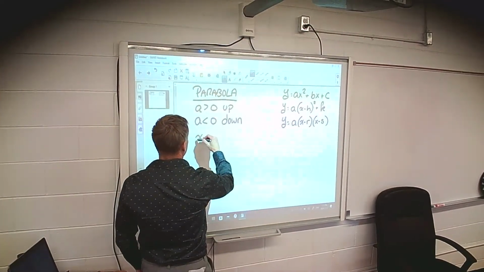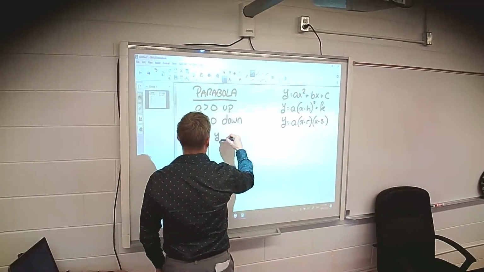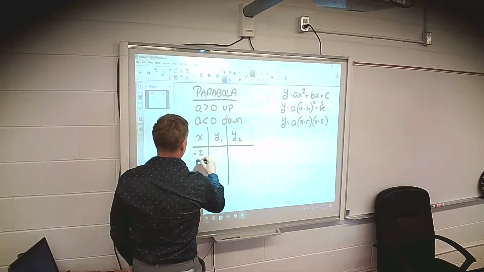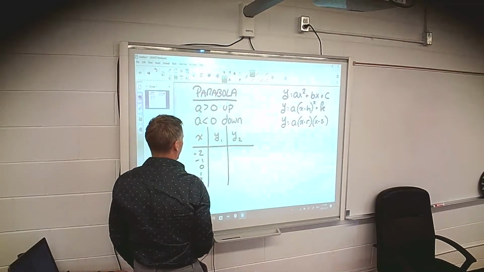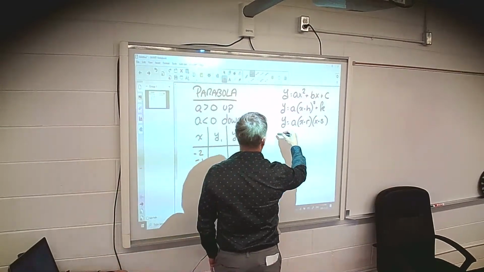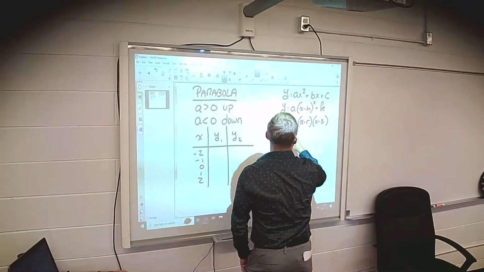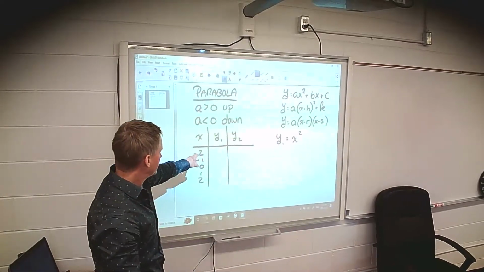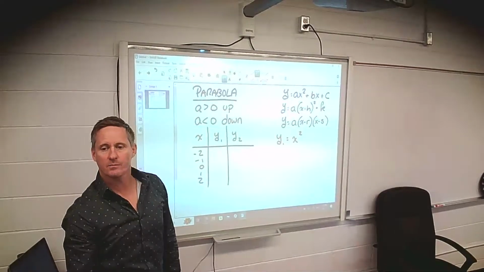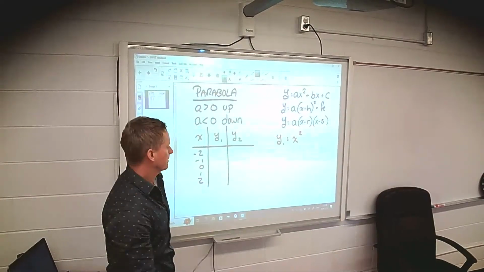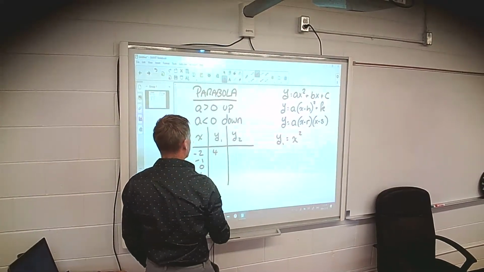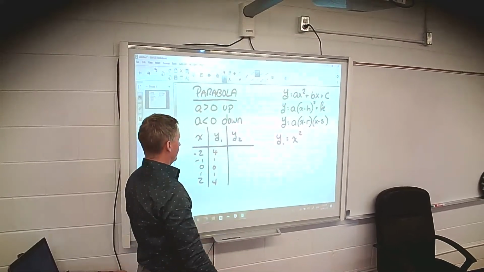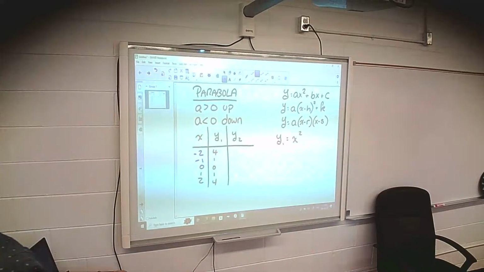You don't need to write this down. These are my 5 key points that I pick up. So the first graph, y1, is going to be x squared. So I'm going to put minus 2 in for x. What's minus 2 squared? 4. Minus 1 squared? 0, 1, and 4. Okay? So there's the first thing.